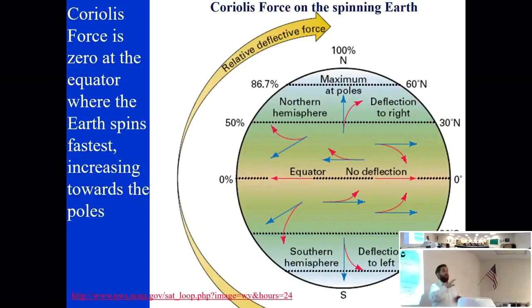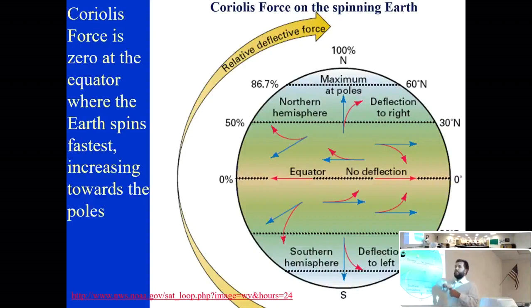So I'm going to try to explain why this happens, okay? So please listen carefully. Now imagine our Earth here is spinning, right? At the equator, you're spinning very fast, because the radius of the Earth is greatest at the equator, right?